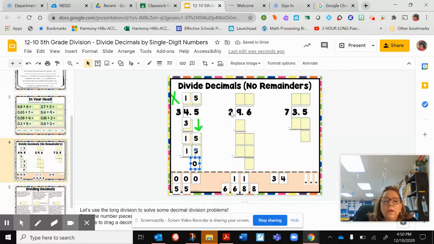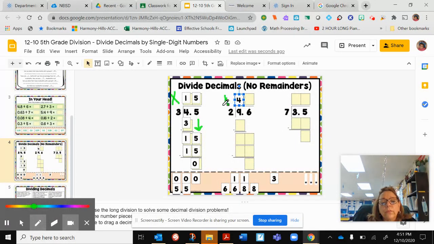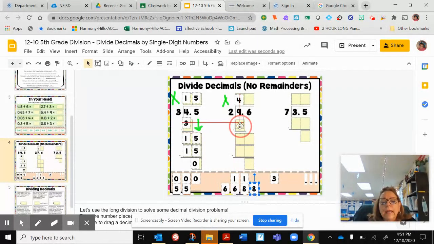Okay, the next one. 2 goes into 9. So I have 9 and 6/10 divided by 2. How many groups? Oh, very good. 4. Because I know 4 is going to go into each of those 2 groups, because 4 times 2 equals 8. Excellent. And so I'm going to bring my 8 over, and I'm going to have 1 left over because 9 minus 8 equals 1.